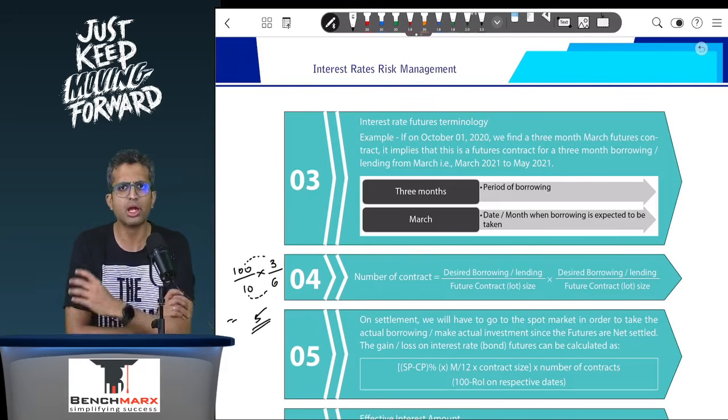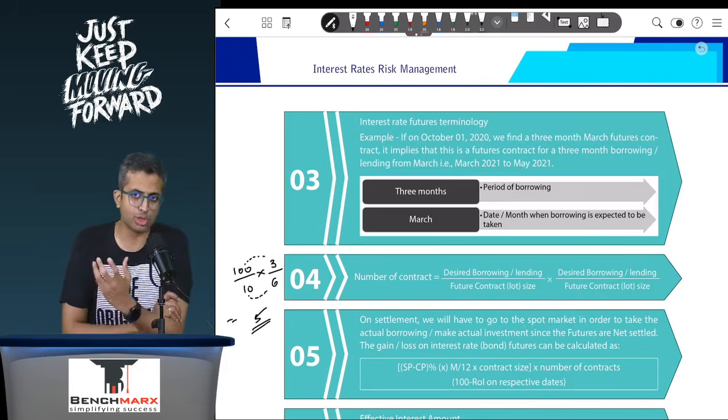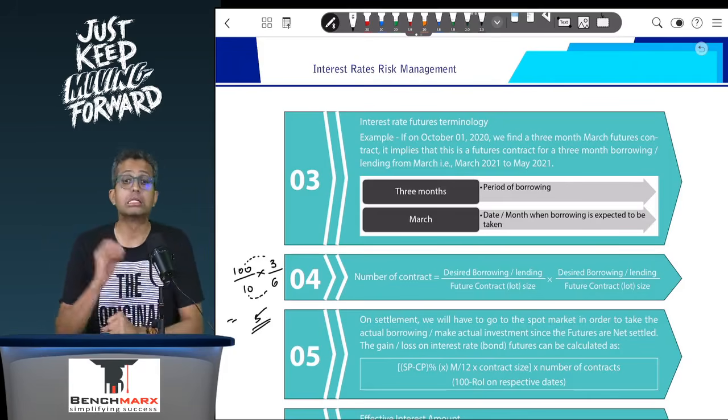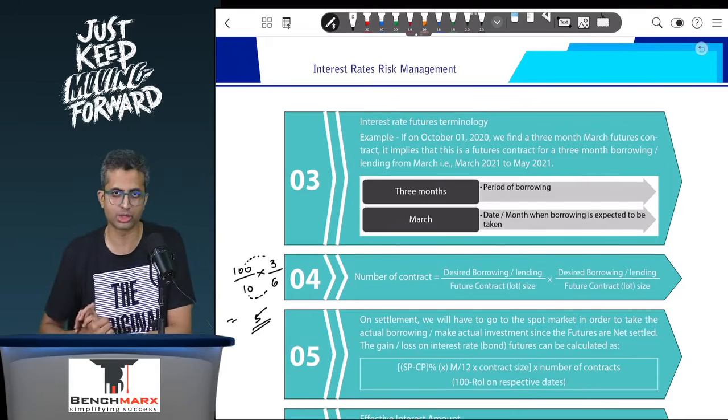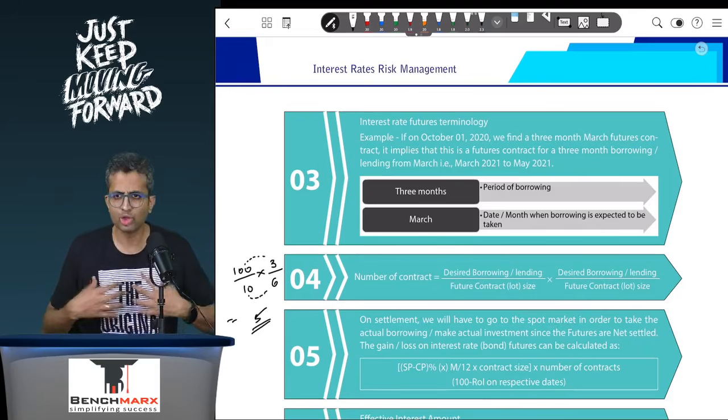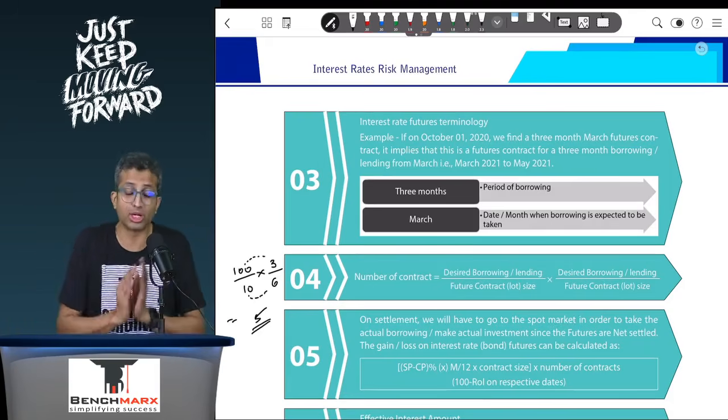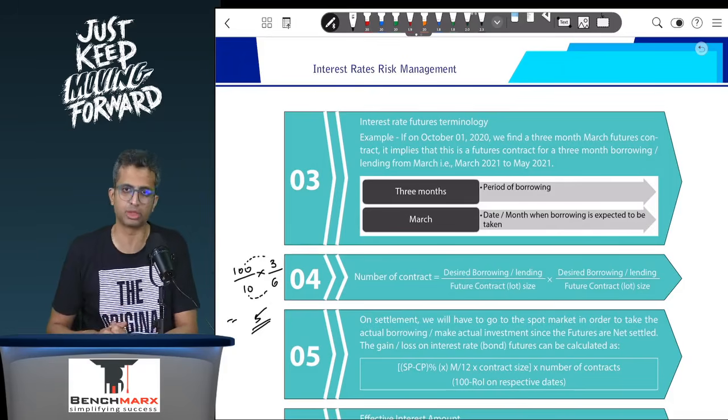So over here, you will sell, because you are a borrower, 5 6-month March futures contracts for the purpose of hedging. So today you might be sitting, let us say in October, November, whatever, but you want borrowing, let us say, in the month of March.